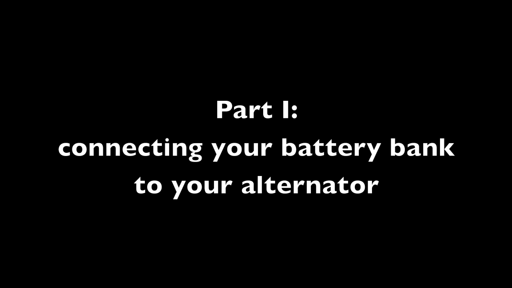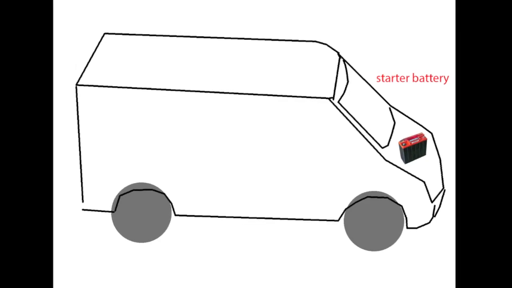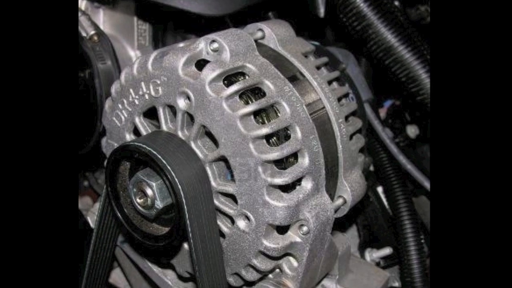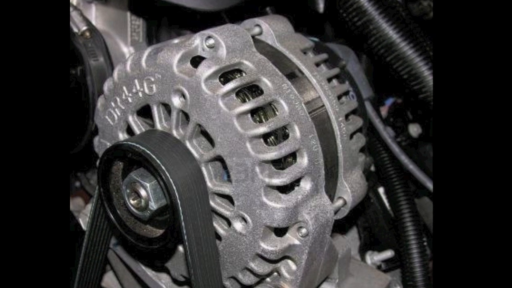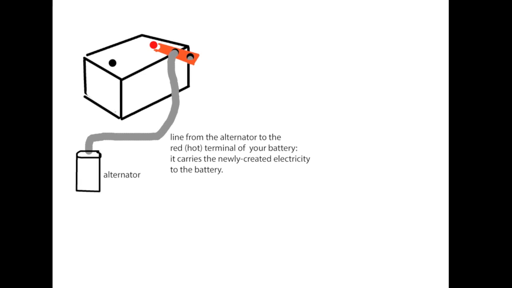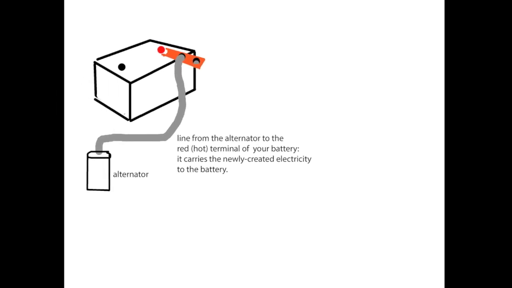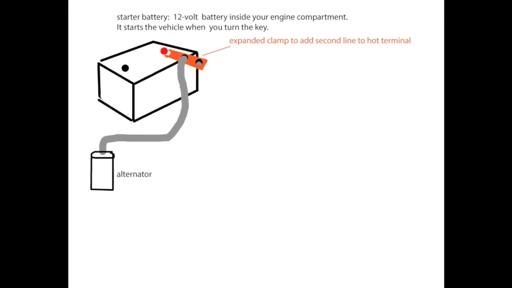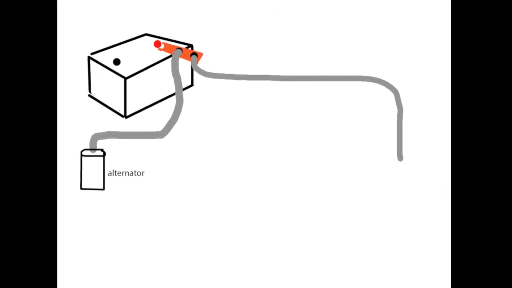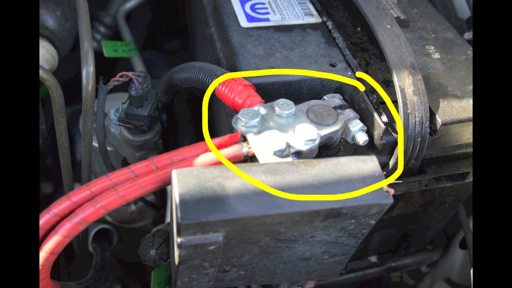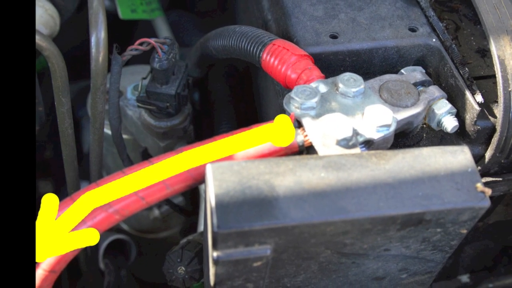Connecting your batteries to your alternator is simple. Don't forget you have a starter battery in your engine compartment, and that's powered by your alternator. So we're going to exploit the alternator's power and use that also for our battery bank in the back. You have the alternator connected to your starter battery, and we're going to look at that clamp at the hot post. We're going to extend that so that we can attach another line to that and draw that all the way back to the battery bank. Here's my starter battery. This is the extended clamp I'm talking about. And this is the line that we want to draw back to the battery bank.